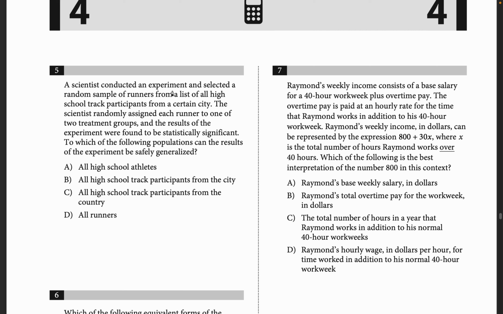Question 5. A scientist conducted an experiment and selected a random sample of runners from a list of... 1 second, my dog is barking.